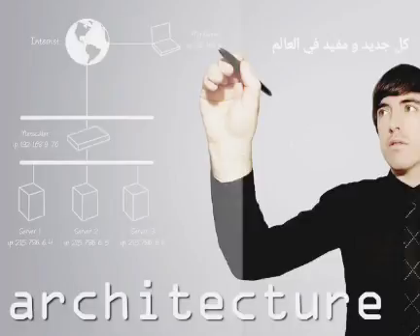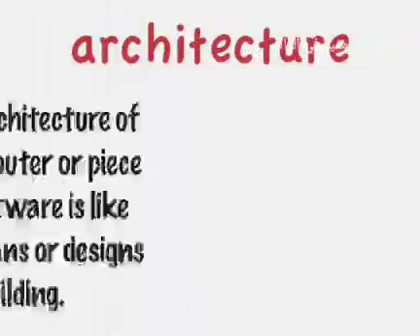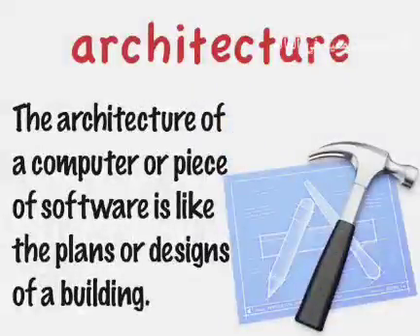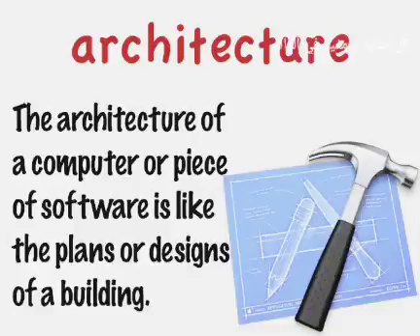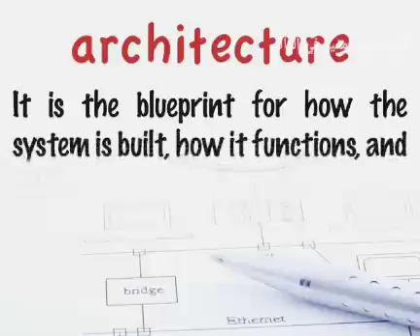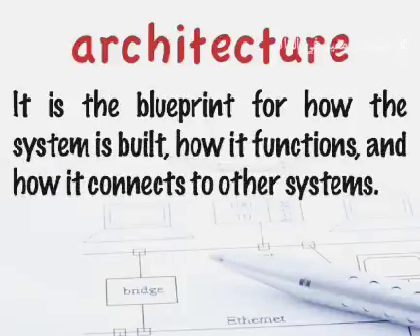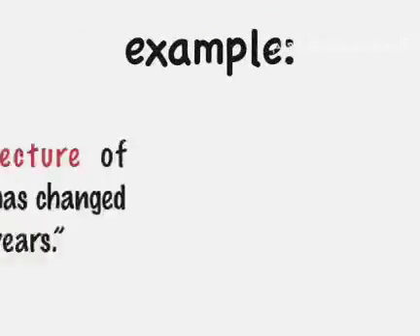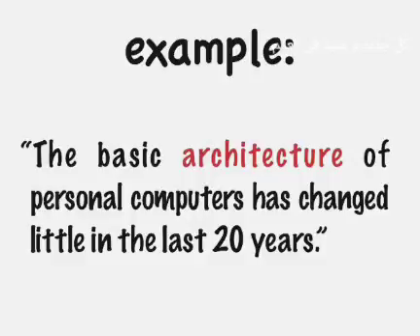Architecture. The architecture of a computer or piece of software is like the plans or designs of a building. It is the blueprint for how the system is built, how it functions, and how it connects to other systems. The basic architecture of personal computers has changed little in the last 20 years.